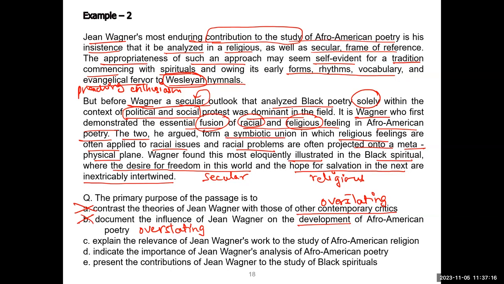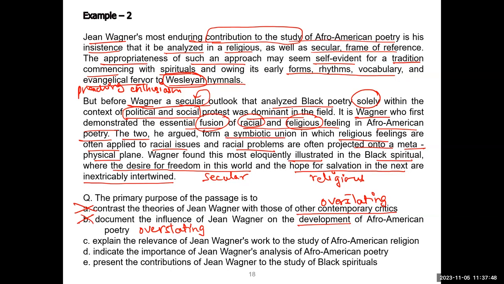It was his work. He studied. It was John Wagner's work. Can I mark C as the answer? No, so I can give you an example. In the second paragraph, last three lines, the author says that Wagner found this most elegantly illustrated in the black spiritual. So it was his analysis, not his work. Analysis and work mean the same. Analysis, study, work, all of them mean the same.